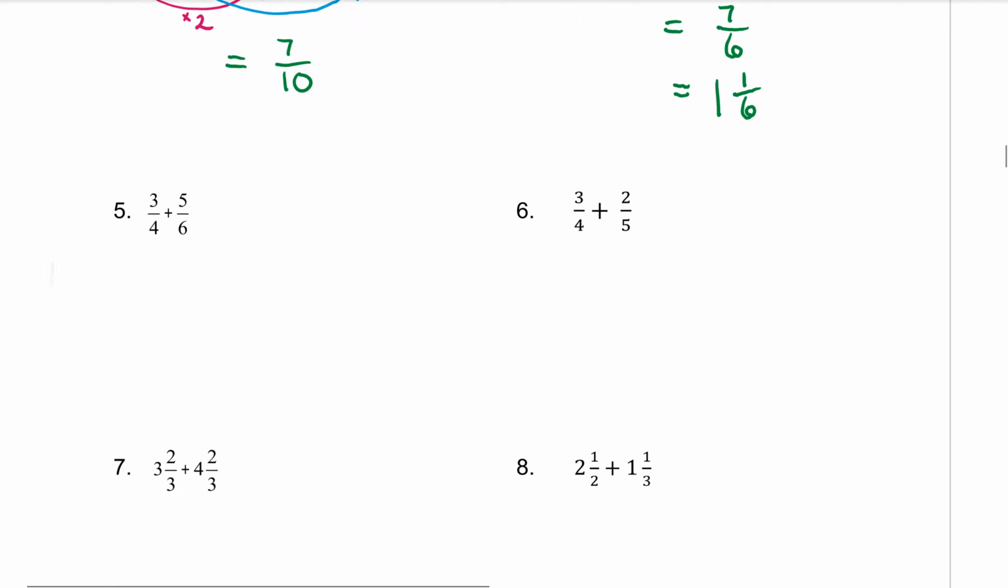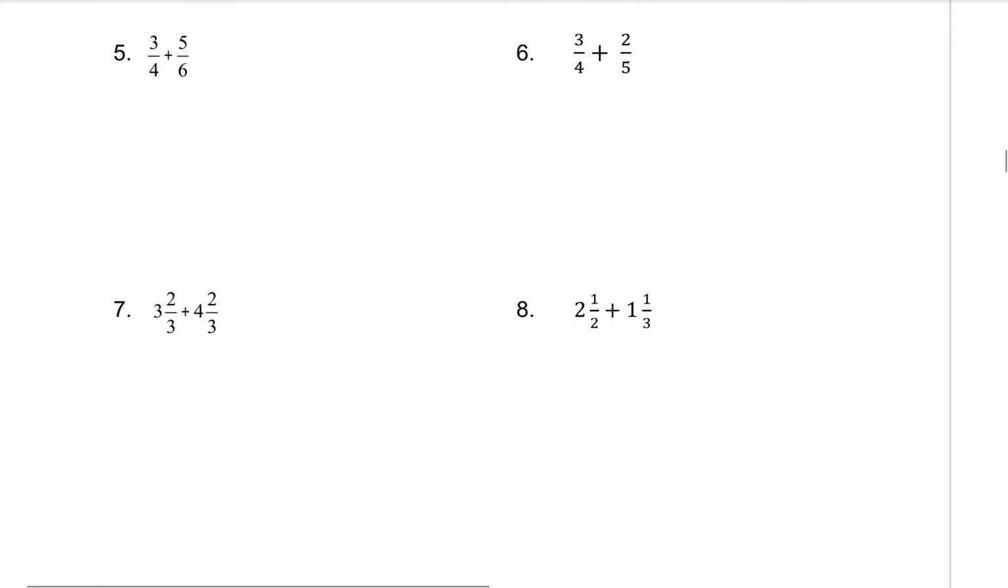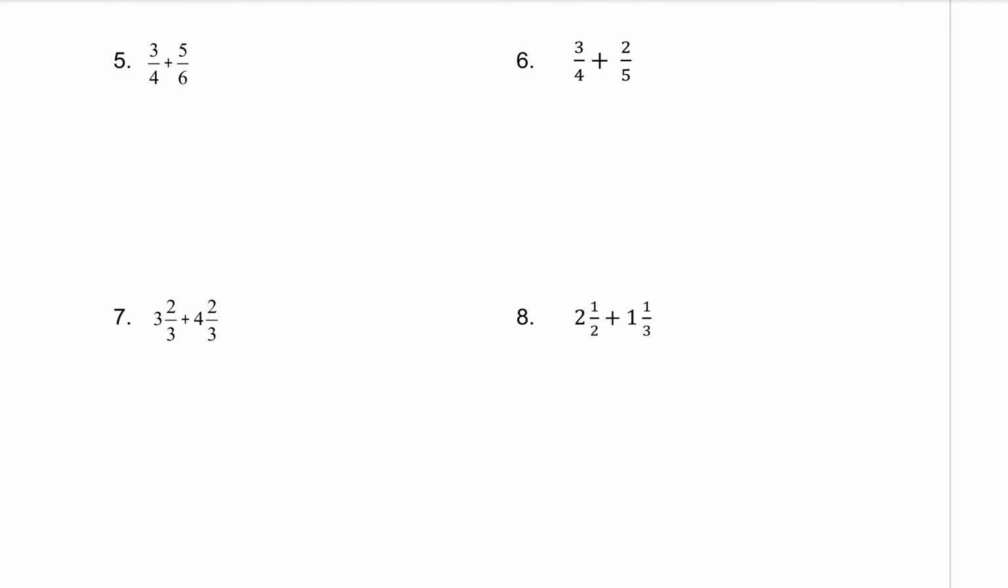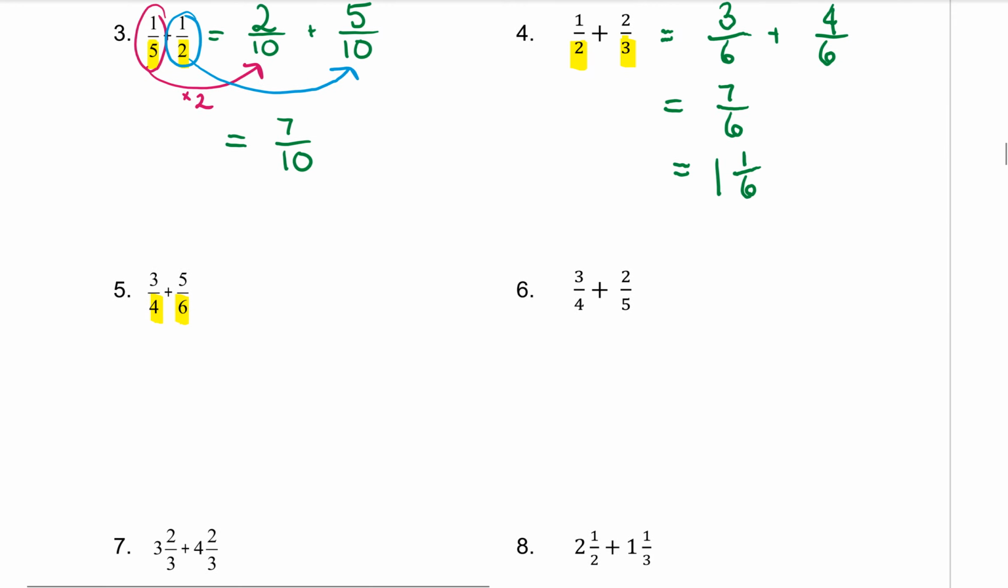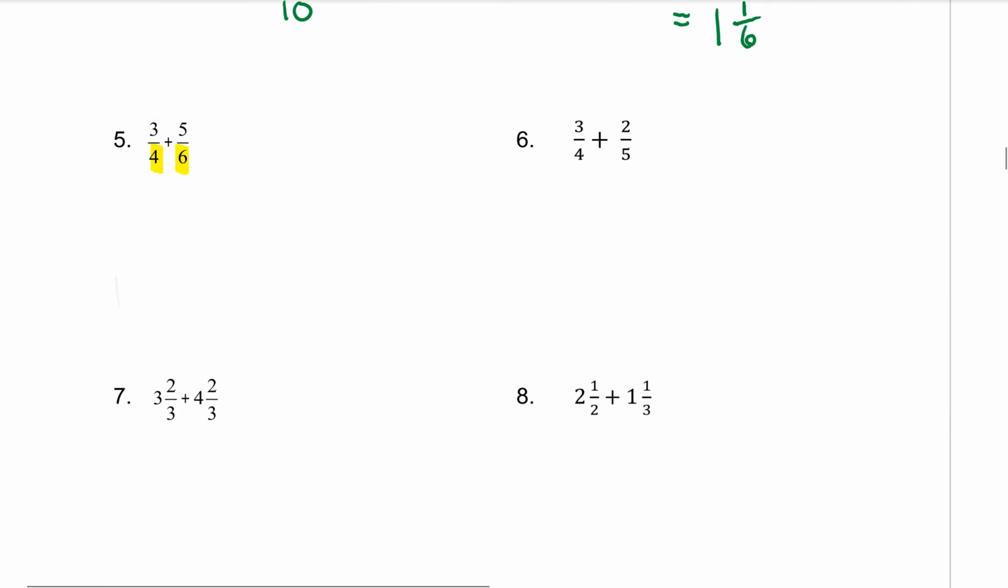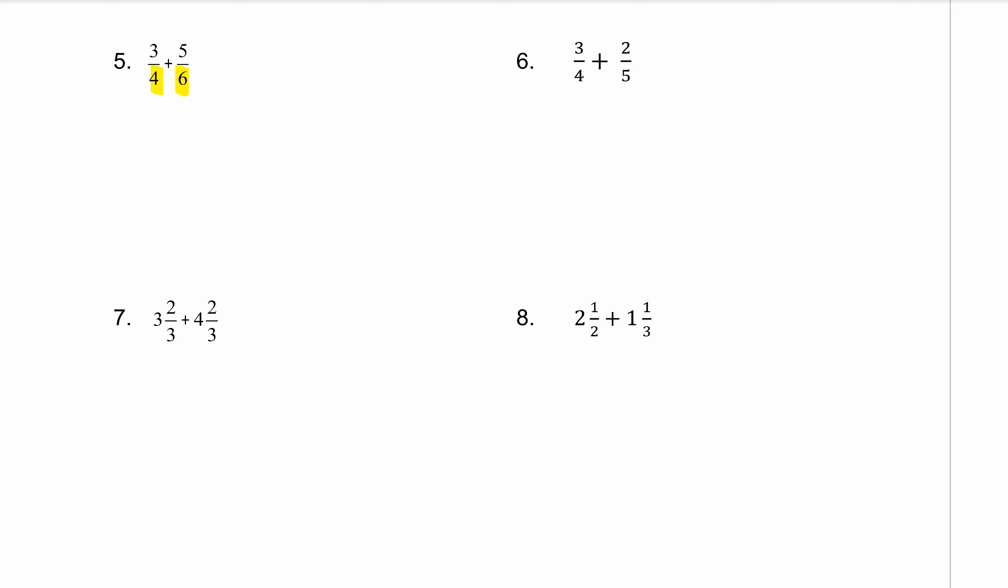Question 5. We want to find the lowest common denominator of 4 and 6. Now, up until now, we've been able to find the lowest common denominator by multiplying our numbers together. Okay, so we went 5 times 2 and we got 10. 2 times 3 is 6. And we could multiply these together to get 4 times 6 is 24. But that is not the lowest common denominator.